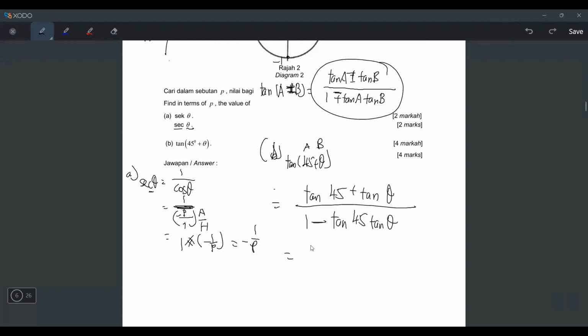Now I can try to do this. We all know tangent 45 is actually 1. So 1 plus tangent theta over 1 minus tangent 45, which is also 1, so 1 times tangent theta is just tangent theta.